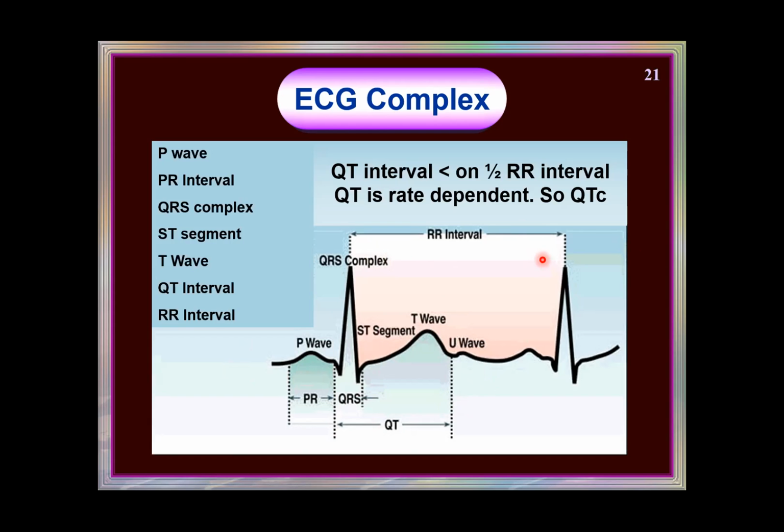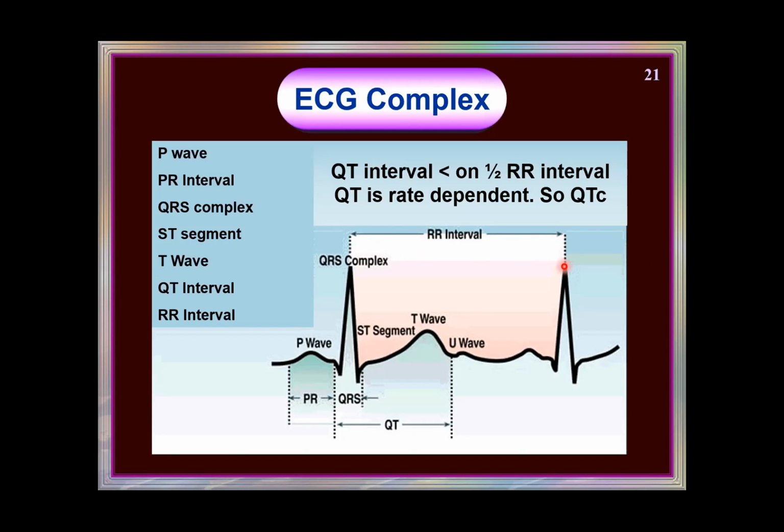Usually, the QT interval should be less than half of the RR interval. So this is the RR interval. What is the RR interval? It is the cardiac cycle. What is the cardiac cycle?